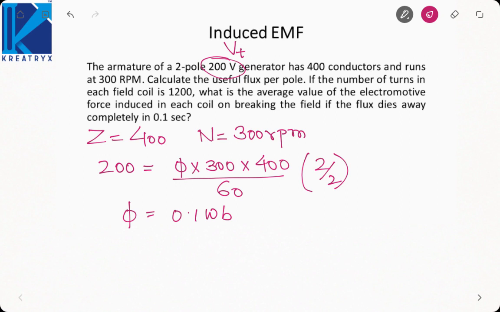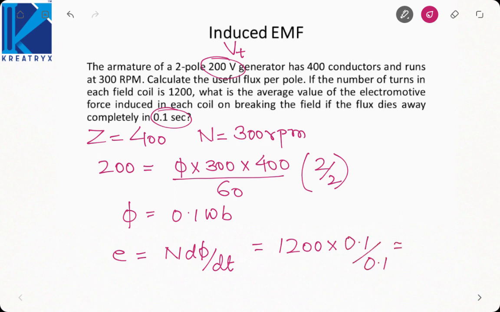Now it is saying what is the average value of EMF induced in each coil on breaking the field. Breaking the field means if you open circuit the field winding, what is the EMF induced? Now EMF induced is equal to N d phi by dt. When we open circuit the field winding, the flux will be reduced to 0. As the flux is reduced to 0 in how much time? 0.1 second. What is the number of turns per coil? 1200. What is the change in flux? 0.1 Weber. Time is 0.1 second. So it is 1200 volt.